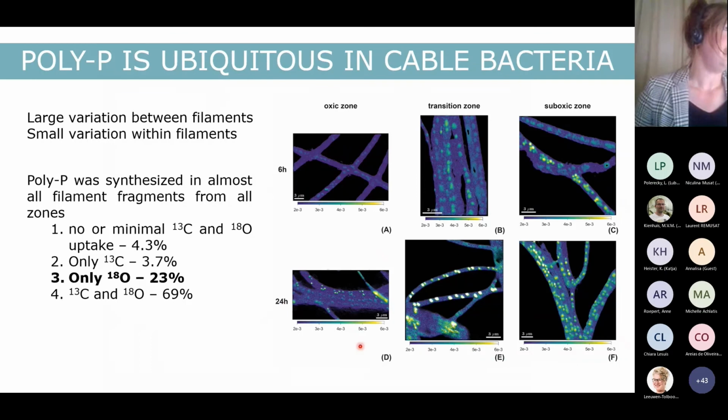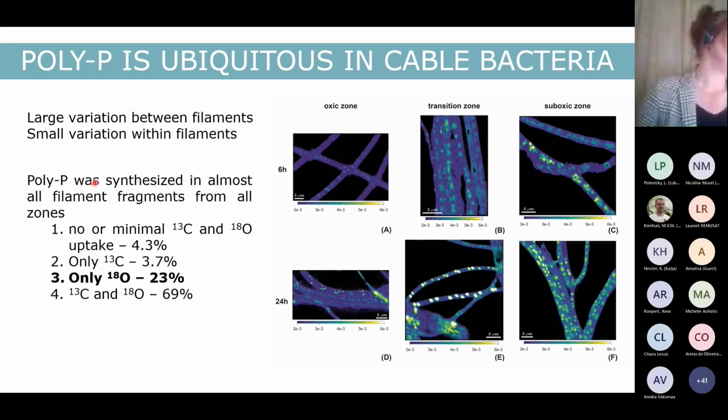And then here we see some representative images from the NanoSIMS from each of the zones: the oxic zone, the transition zone, and the suboxic zone after 6 hours of labeling and after 24 hours of labeling. And we could conclude that between filaments there's a large variation, whereas among cells within a filament, there's a small variation, also in the polyphosphate buildup.